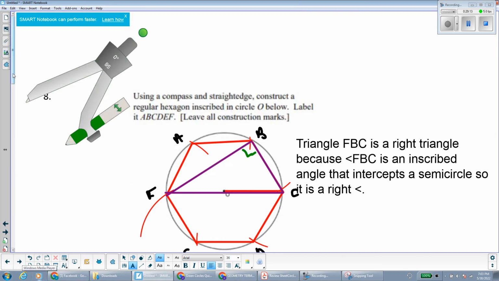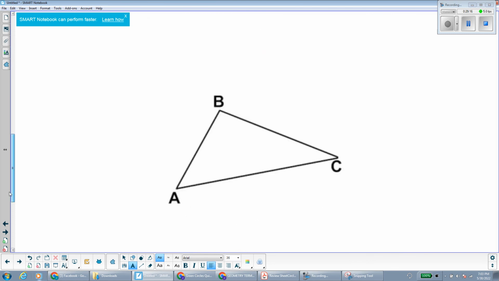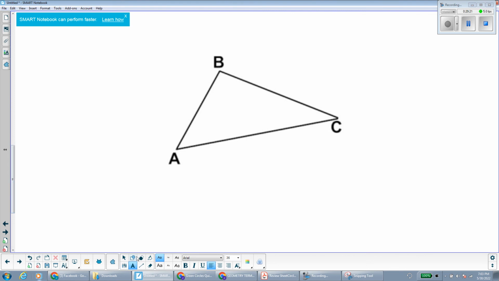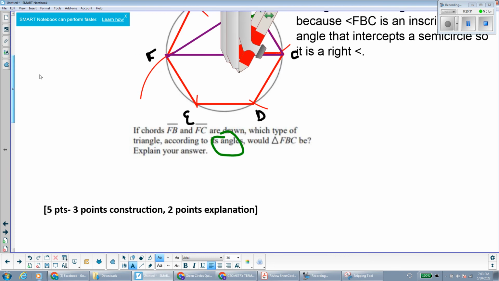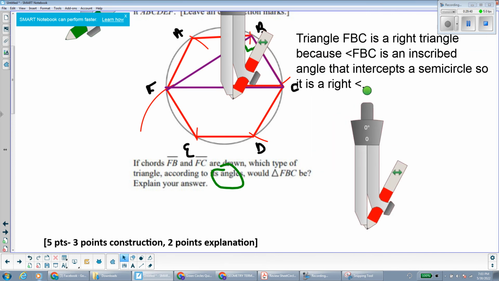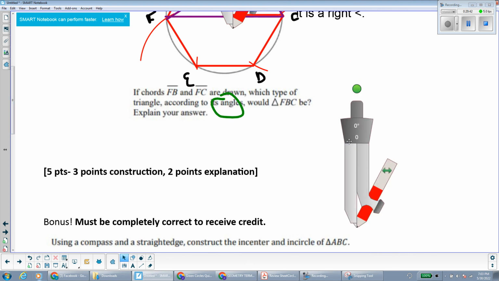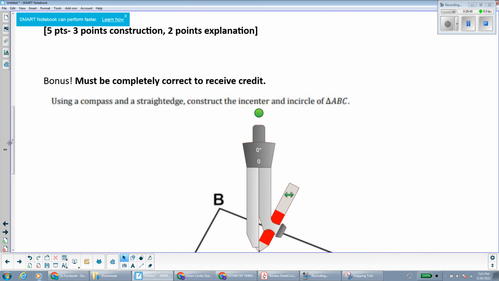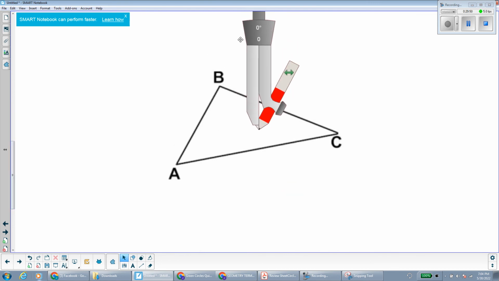And where is the bonus? There's the bonus. So we're constructing the incenter and incircle of triangle ABC. So the incenter is where the angle bisectors meet. And technically, to be as accurate as possible, we should construct all three angle bisectors for the three different sides of the triangle. But I did take it if you only did 2, because technically you do only need 2 to see an intersection. But doing all 3 would make this as accurate as possible.